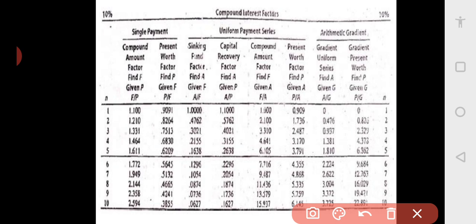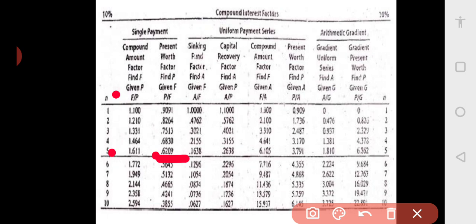Now what we have seen for 5 years. Here n is given, n is the number of years, so here n is 5 years. Now the present worth factor given the final F, for 4,50,000 rupees, that is minus now. The factor is 0.6209. You can see here the factor is 0.6209. This is the factor.